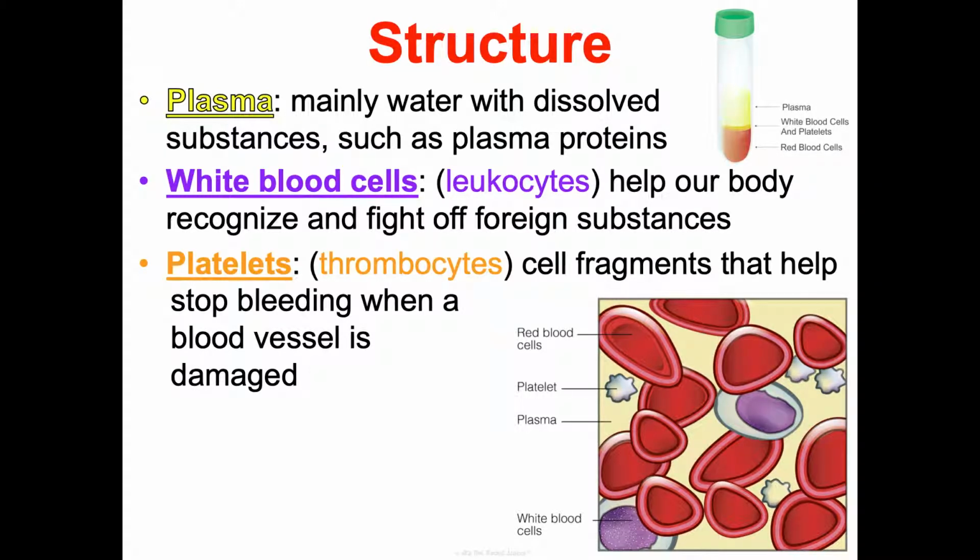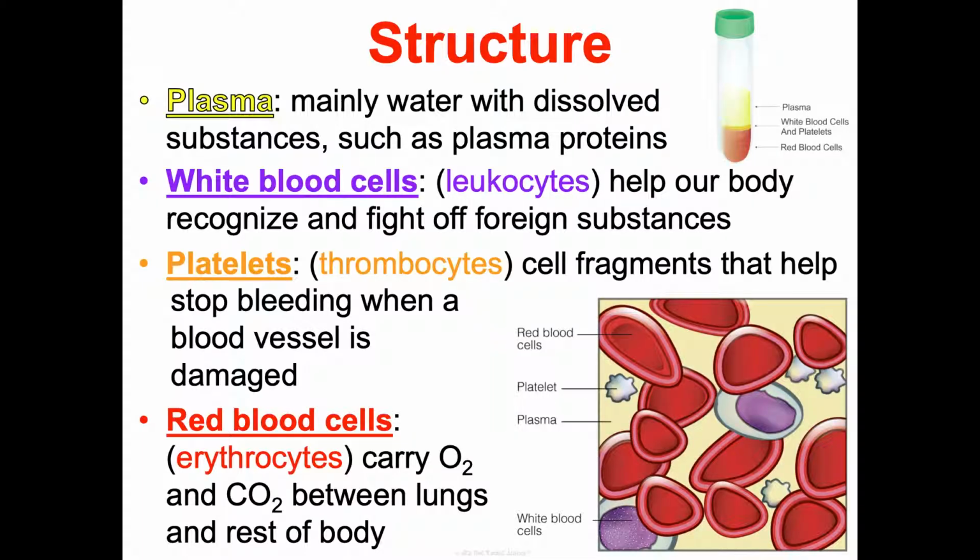Platelets, which are also known as thrombocytes, we can kind of see them pictured here. These are cell fragments that help stop bleeding when a blood vessel gets damaged, which we'll talk about towards the end of these notes. And then, of course, your red blood cells, which we said are 45% of your whole blood. They're also known as erythrocytes, and they carry oxygen and CO2 between your lungs and the rest of the body. So we'll be talking about these, especially as we get into the cardiovascular and respiratory systems after this.